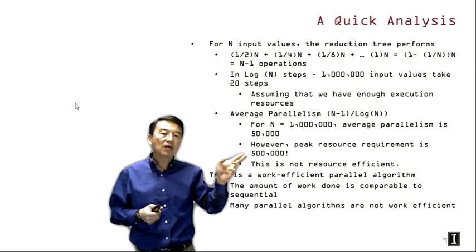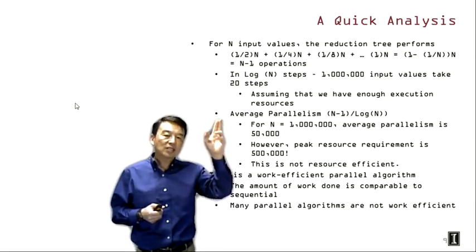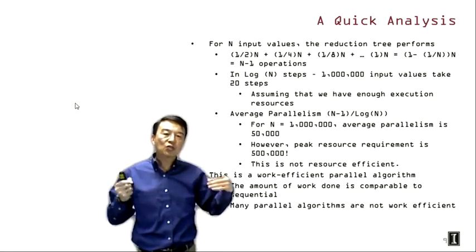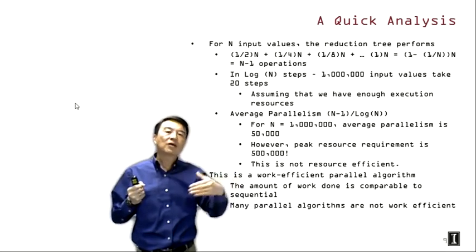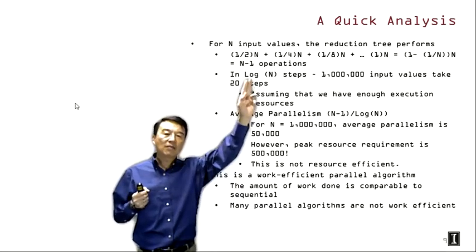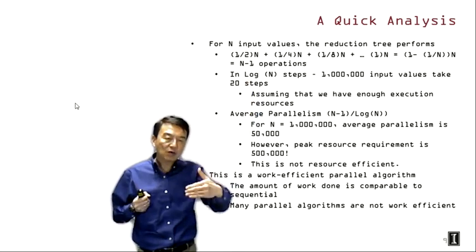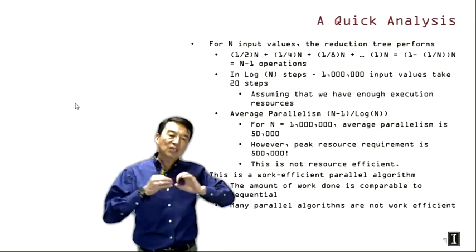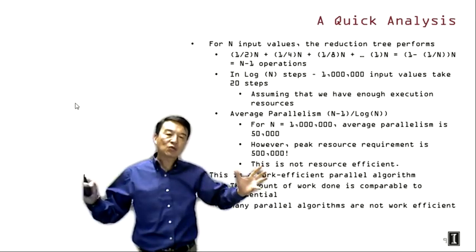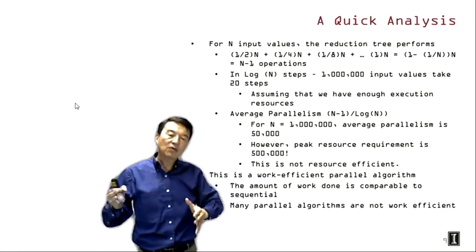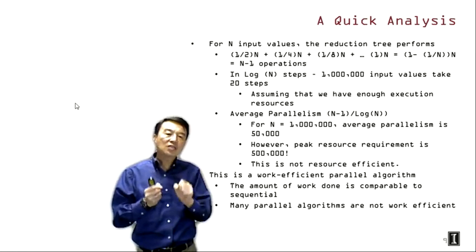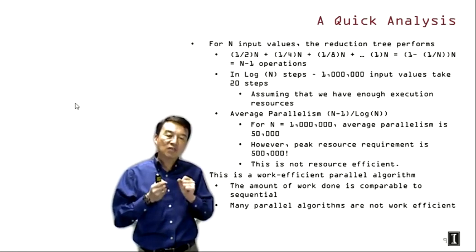So that means that in order to be able to do this computation in 20 steps, we need to provide 500,000 execution units in that first step. However, the amount of required resources will decrease very quickly. So we will be essentially reserving a very large amount of execution resource, but then towards the end of the computation, we'll be using only a very small portion of the resource. So this algorithm is definitely not resource efficient.